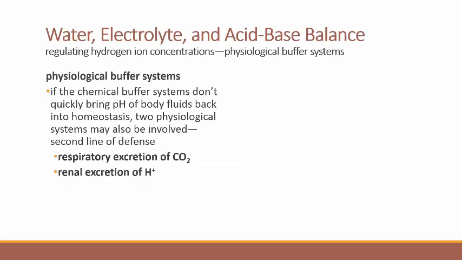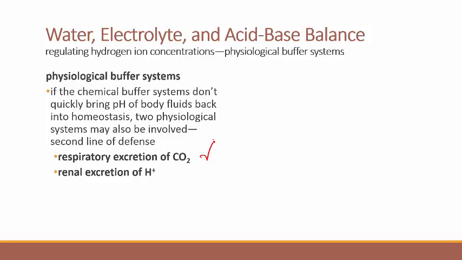So the physiological buffer systems are two means of bringing our body back into acid-base balance when we get out of balance. And they step in if the chemical buffer systems cannot quickly bring us back into balance. And so we've got two ways that we can do this. One would be around how much CO2 we breathe out. Hard to believe, I know, but breathing out CO2 can affect acid-base balance in the body.